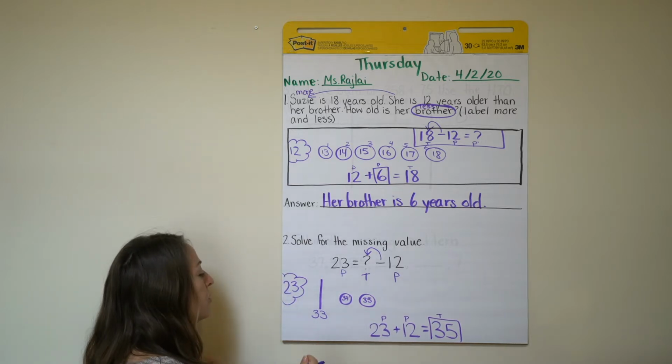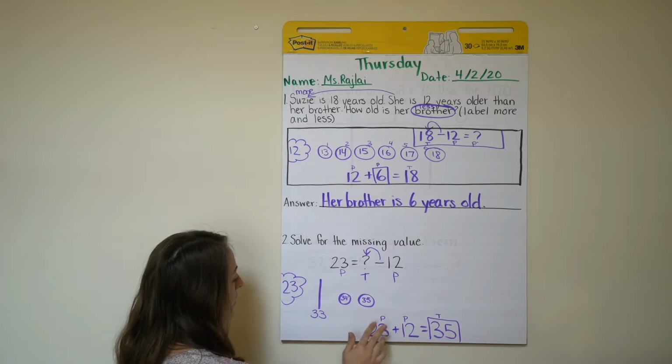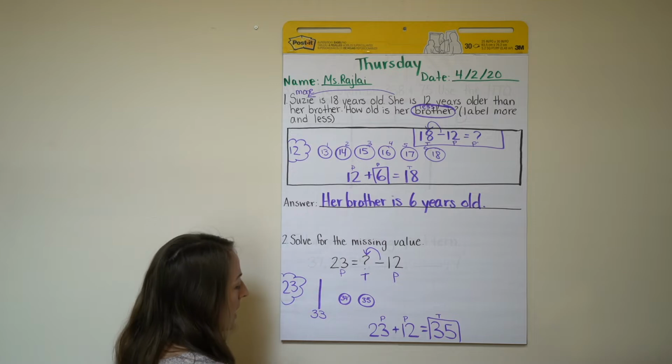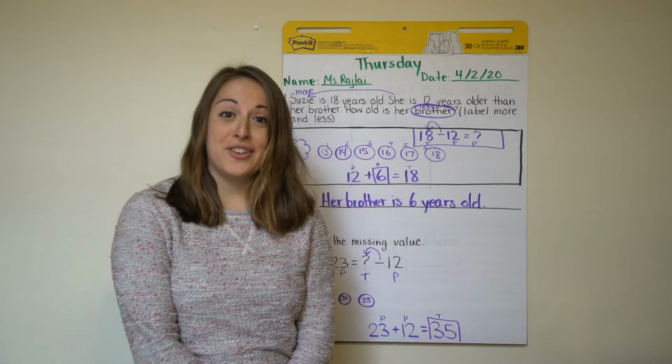And you can always use the commutative property. You can always start with this number and switch it around, and you can add 23 to 12, and that would still get you the same answer. Okay, so now we're ready for our dance break.